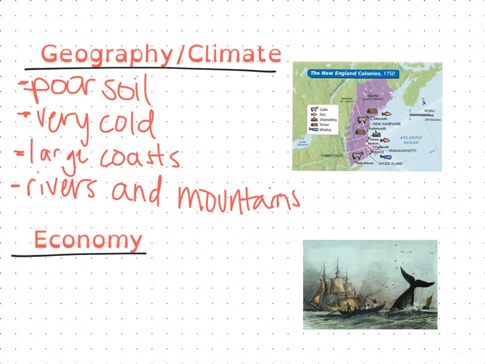Next, let's talk about their economy. How did they make their money? So, economic activities. We already talked about this, but they were not farmers. They barely made enough food to feed themselves. So farming was not a very profitable thing for them to do. They couldn't sell it. So what did they do instead? They traded, and they traded a lot.